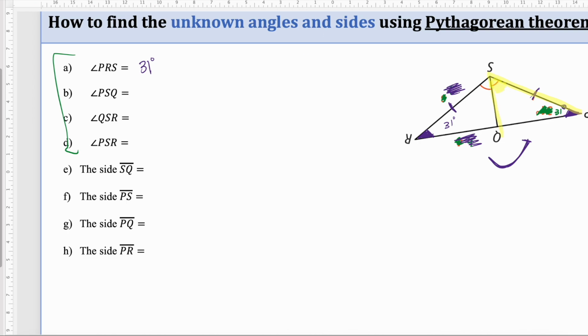How can I find this one? As I said, this one must be 90 degrees. Okay, to find the last angle, you need to use 180 rule. So 180 minus the 90 degrees minus this angle minus this angle, because I have 3 angles. So to find the missing angle, you have to do 180 minus the 90 minus the 31. You're gonna get it as 59 degrees. So that's 59 degrees.